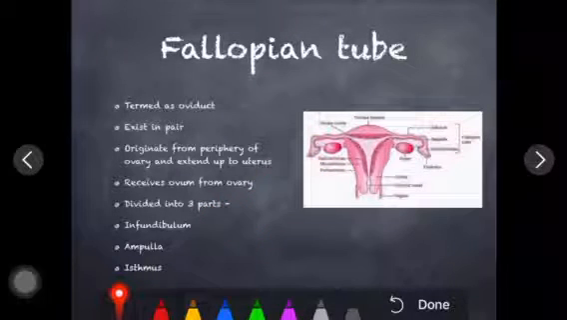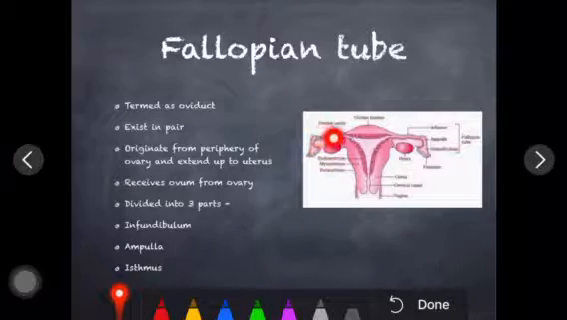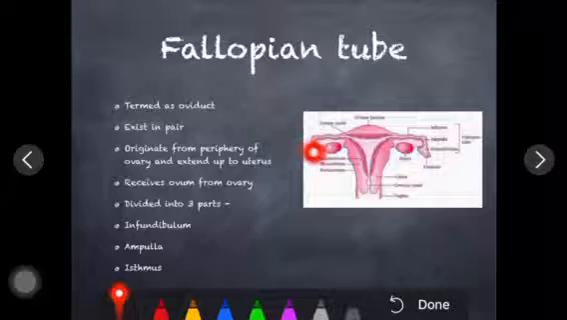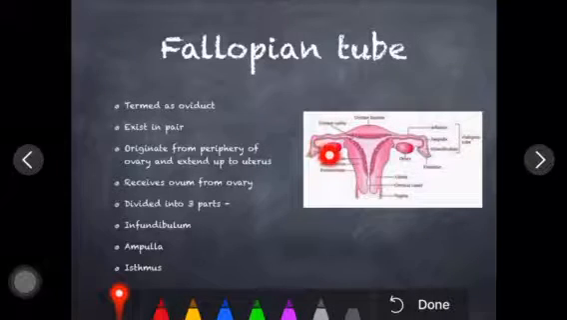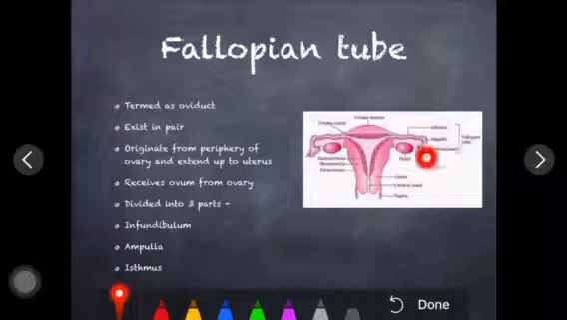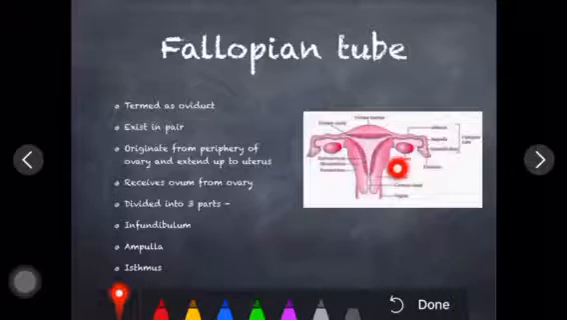Here you have to remember this. The first part is the infundibulum. Here you will see the first part, like this is the ovary, right? And this ovary gets extended into a tube, right? So this tube is called the fallopian tube. The first portion which attaches the tube to the ovary is called the infundibulum. Here you can check, I have mentioned infundibulum. It's a funnel-like structure, right?